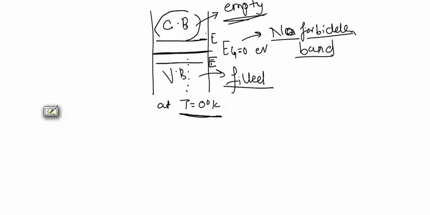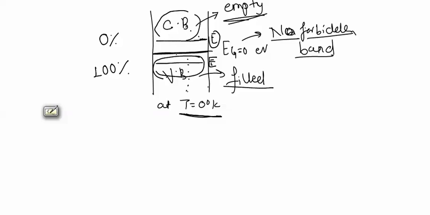So I can say that for finding an electron at any energy level E in the conduction band, there is 0% probability. Or finding an electron in the valence band at any energy level E, there is a probability of 100%. Meaning at any energy level I will find an electron in the valence band, and all the energy levels are empty in the conduction band, meaning there is no possibility of finding an electron in the conduction band.